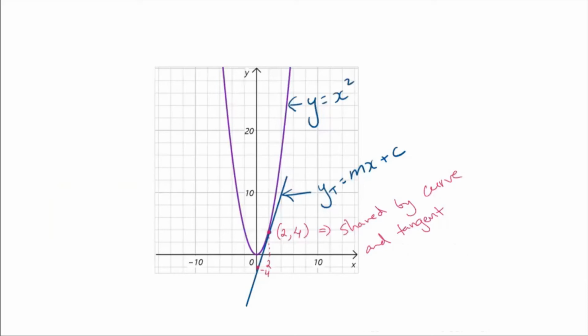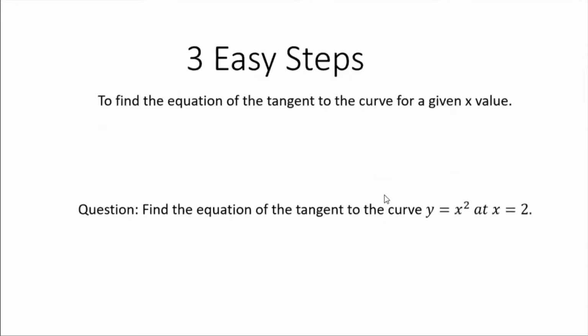Right, so I've just put an example up here, and it's a simple one, so it's something you've probably seen. Our question is: how do we find the equation of the tangent to the curve y equals x squared at x equals 2? We have two pieces of information, and we'll be given this in each question: the curve and the x value that we're looking at.